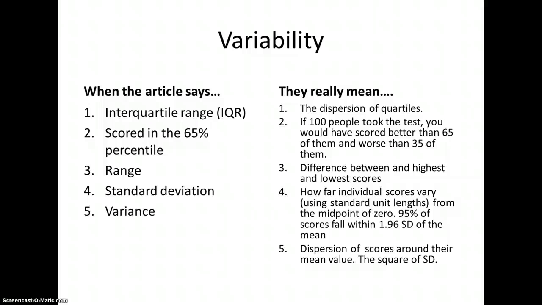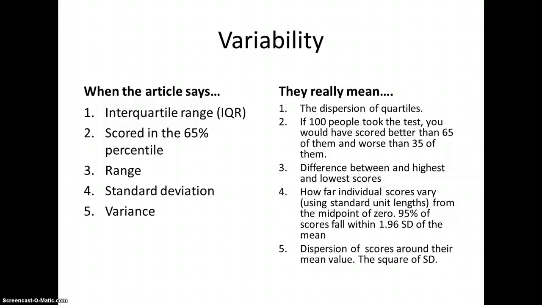Statistics of variability. When they say interquartile range, the IQR, this is the dispersion of your quartiles. And this gets into, you probably all saw this when you applied to grad school. Let's say you scored in the 65th percentile. What that means, if 100 people took the test, so let's say your GRE, you scored in the 65th percentile on your GRE. If 100 people took the GRE, you scored better than 65 of them, and you scored worse than 35 of them. All right, that's what the percentiles mean.